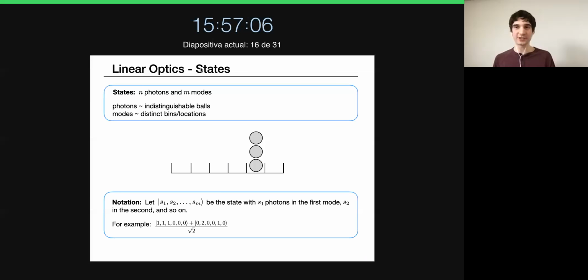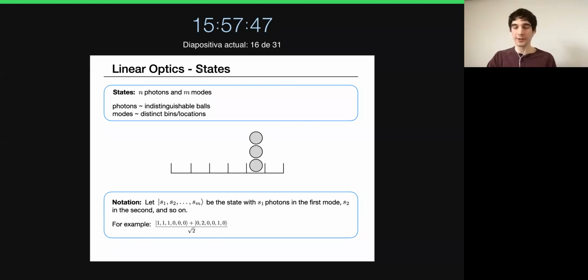Just notationally, to describe these states, I'm going to introduce this notation. Ket S1 up to Sm is just a state that has S1 photons in the first mode, S2 photons in the second mode, and so on. So these are legit quantum states, so we can have superposition. I can have a superposition of 1 photon in each of the first 3 modes, and the state which has 2 photons in the second mode and 1 photon in the third mode. And for the purposes of this talk, and in linear optics in general, the number of photons is conserved, so you always have the exact same number of photons if you sum up over all your modes. Okay, so those are what the states look like.